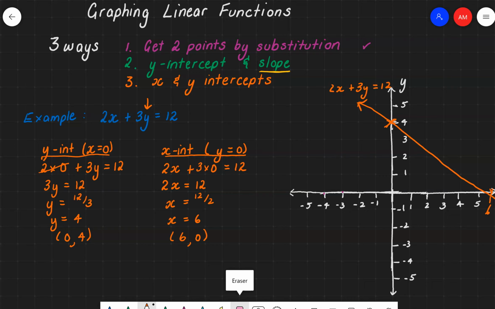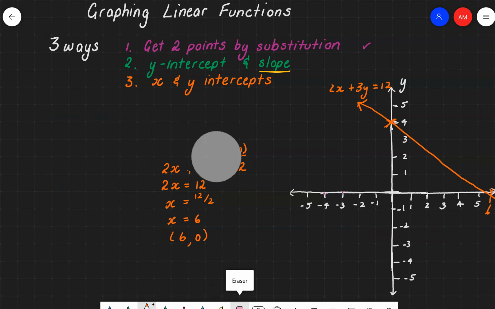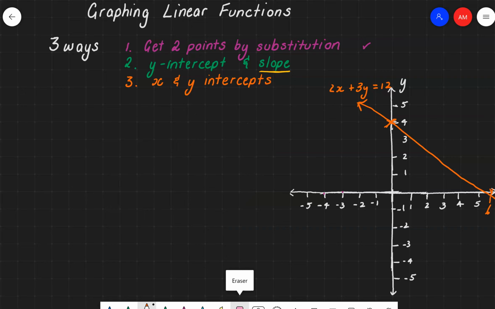Could you use the other methods 1 and 2? Absolutely. But to use method 2, you'd have to rearrange, as we said. To use method 1, you could still just choose any random values that you want for x, but you would still have some fractions in there. Let's try one more example.